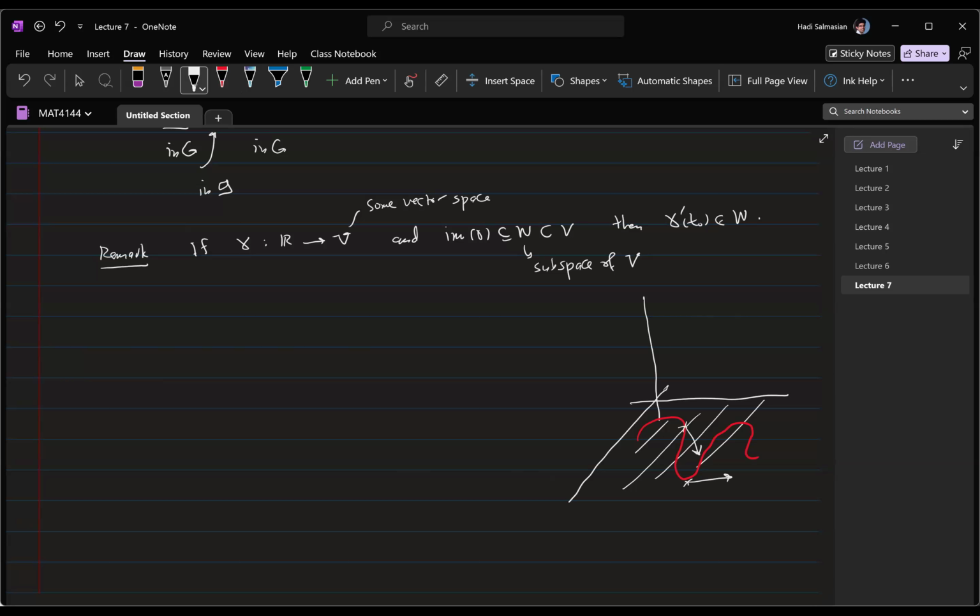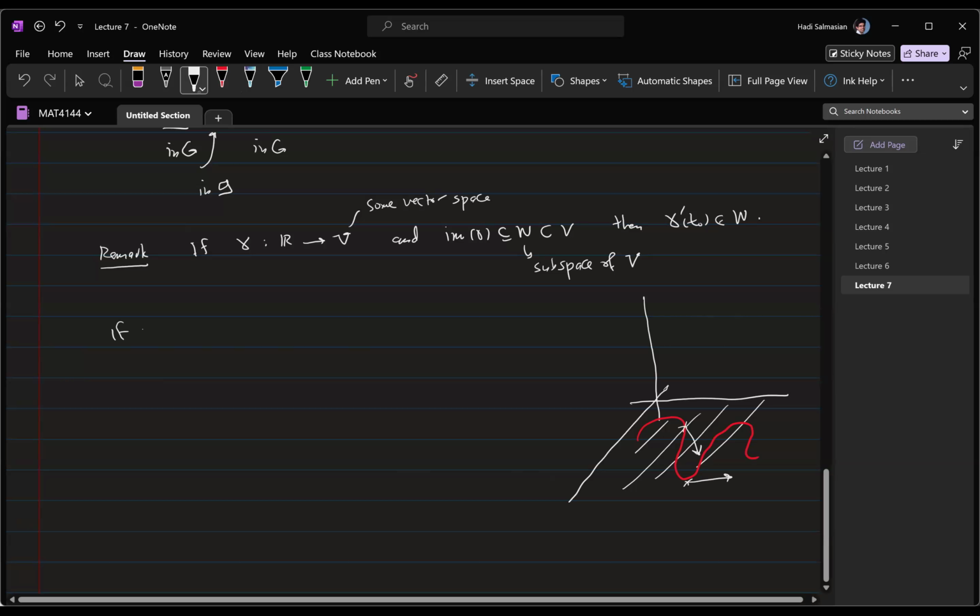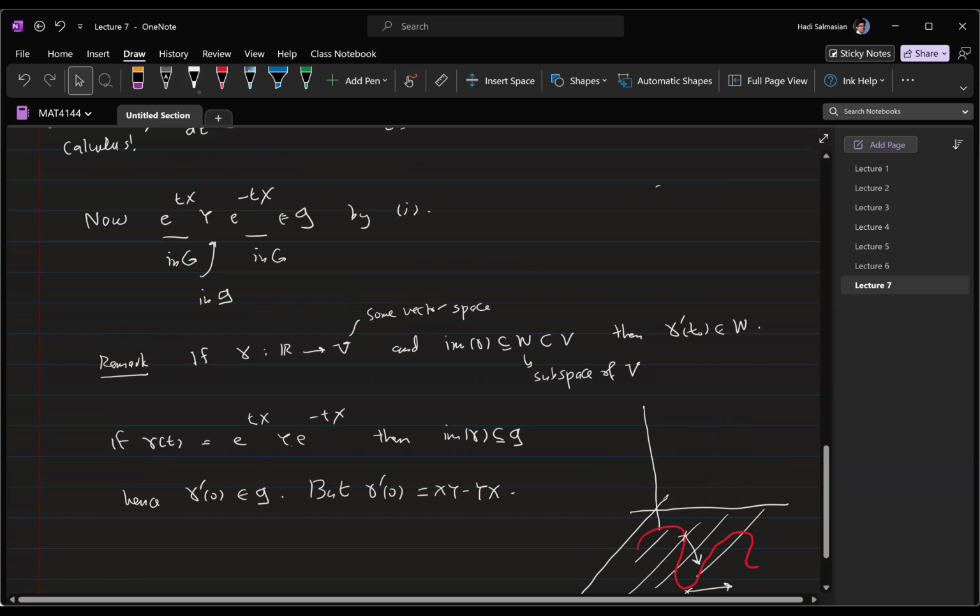So, to write a more precise argument: if gamma of t equals e to the tx, y, e to the minus tx, then the image of gamma is contained in G, and G is a subspace. This is important. Hence the derivative of gamma at 0 also belongs to this subspace. But we just computed this derivative: it's xy minus yx, as calculated above.